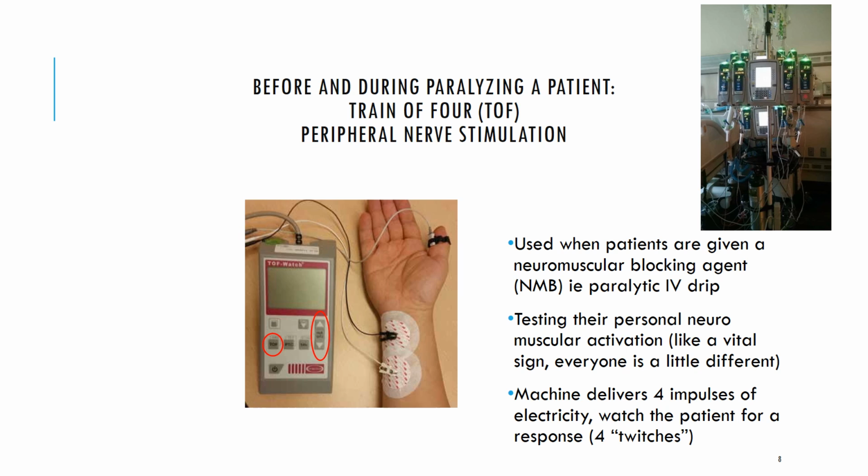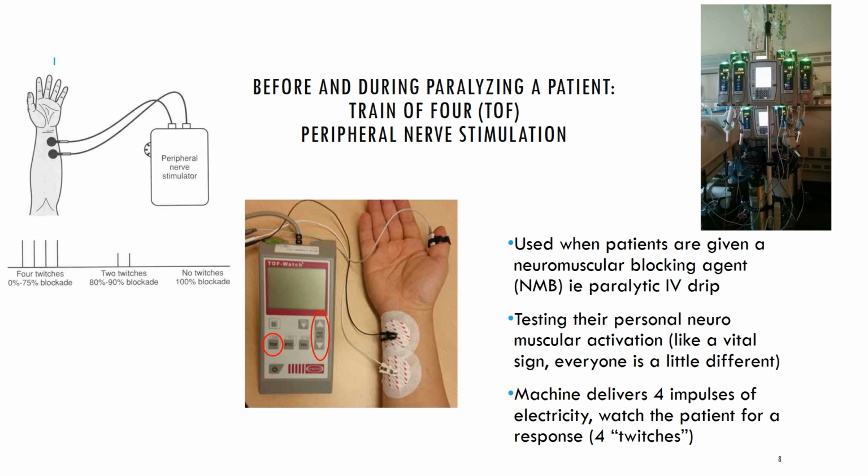So if someone's hand twitches 4 times after receiving that train of 4, those 4 impulses, all of those impulses got through and communicated to the muscle. Therefore, we are not blockading their neuromuscular junctions as well as we should. They're not truly 100% paralyzed. They might be a little paralyzed, but not as much as we would like in the ICU.